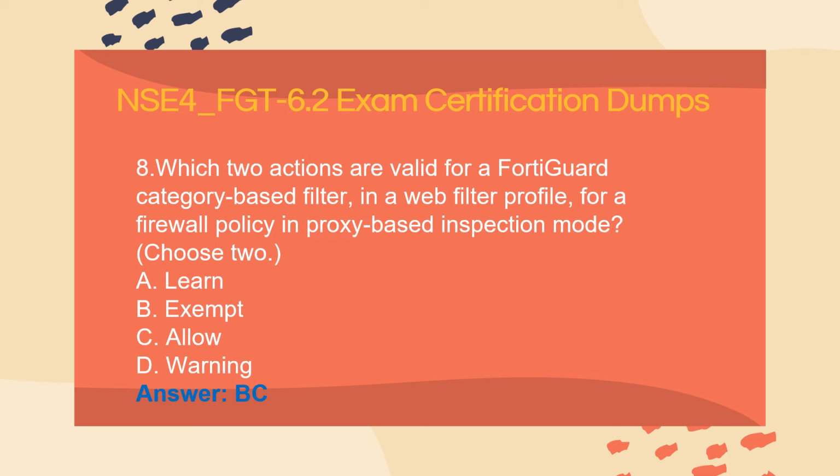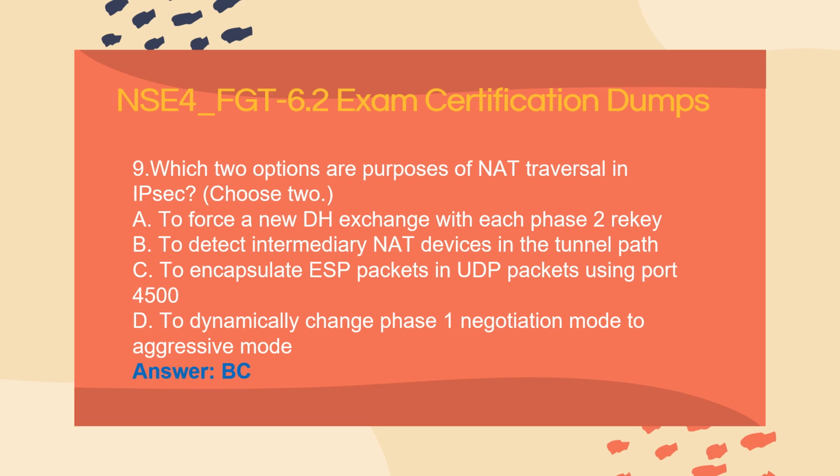8. Which two actions are valid for a FortiGuard category-based filter, in a web filter profile, for a firewall policy in proxy-based inspection mode? Choose 2. A. Learn. B. Exempt. C. Allow. D. Warning. Answer B, C.